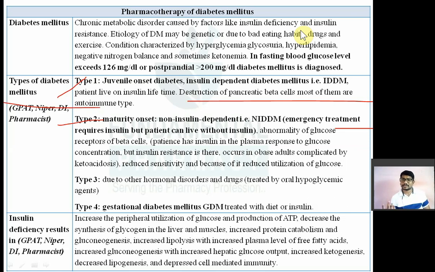Now what happens in this case? There is an abnormality of the glucose receptor on the beta cells. Most of the time, insulin is there but there is resistance, an abnormality of the glucose receptor on the beta cell. The patient has insulin in the plasma in this case, but insulin resistance is there. So insulin is there, but it cannot work. That is the case in type 2 diabetes, the non-insulin dependent diabetes mellitus.